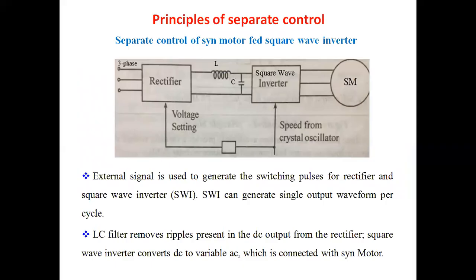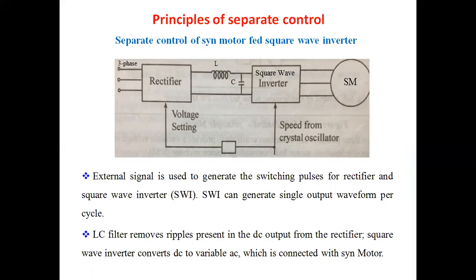Next, we are going to discuss self-control and separate control in terms of the VSI inverter. We already know the VSI inverter has two types: one is the square wave inverter, another one is the PWM inverter. In unit 3 itself, we discussed the square wave inverter and PWM inverter.